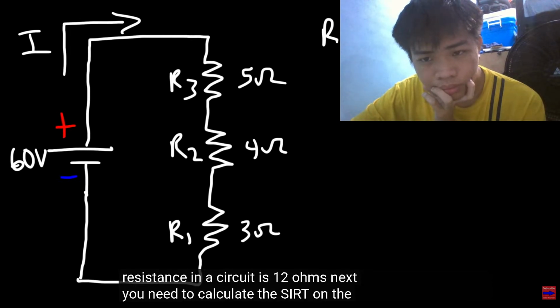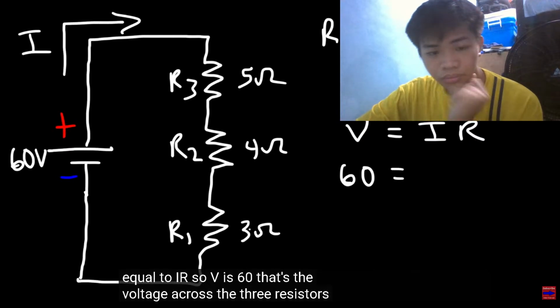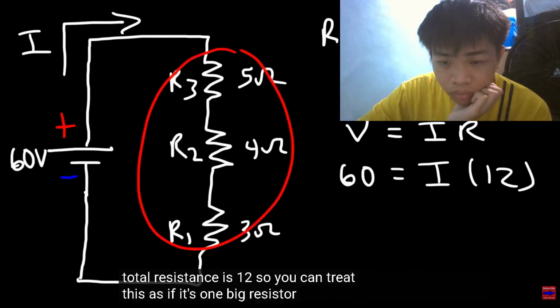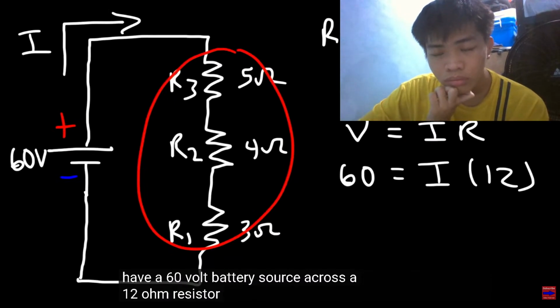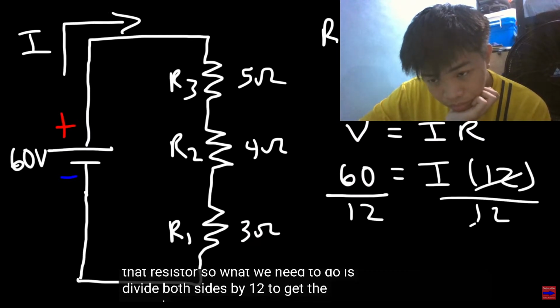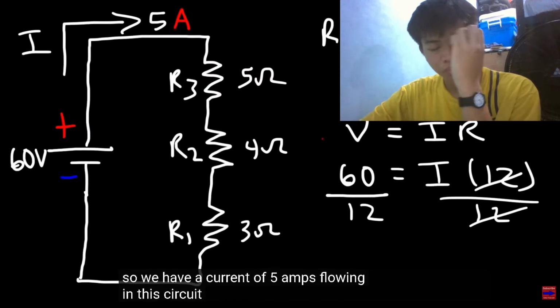Next, you need to calculate the current. So we could use the formula V is equal to IR. So V is 60. That's the voltage across the 3 resistors. We're looking for the current, and the total resistance is 12. So you can treat this as if it's one big resistor, and you have a 60-volt battery source across a 12-ohm resistor. What is the current in that resistor? 5. So what we need to do is divide both sides by 12 to get the current by itself. 60 divided by 12 is 5. So we have a current of 5 amps flowing in this circuit.